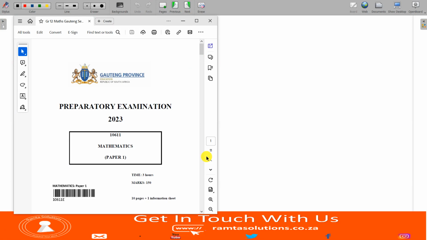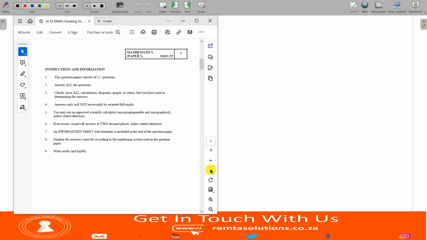Before I proceed, I want to go to the instructions page. On the instructions page, I want you to remember some instructions that we're going to use whenever we deal with past papers. The rest of them you read on your own during examinations. The ones I'm interested in are instruction number 3, which says clearly show all calculations, diagrams, graphs, etc. that you have used in determining your answers. Instruction number 4 in this paper says answers only will not necessarily be awarded full marks.